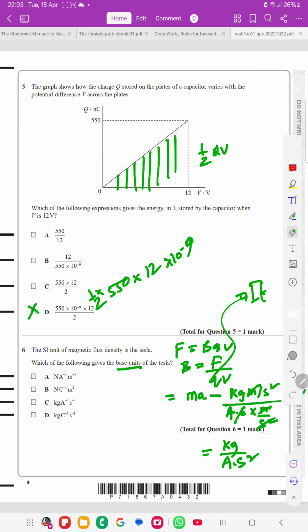So eventually the final answer should be C, because this is what we get if we derive this, and the base unit here is kg ampere inverse 1 and second inverse 2. So the answer should be C.